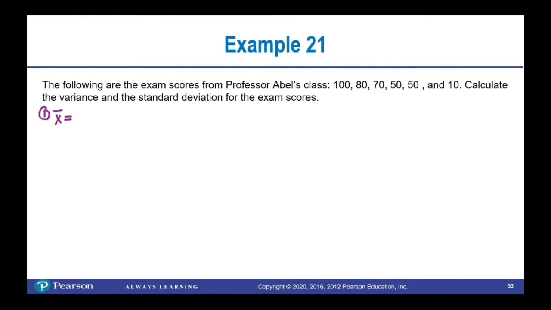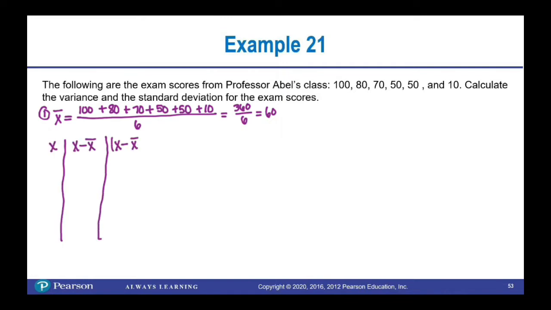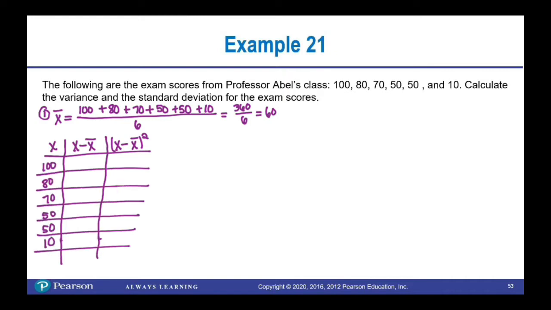First, we need to find our mean. To find our mean, we add all of our values together, and we divide by 6 because we have 6 values. The sum of our values here is 360. Divide by 6, and we get a mean of 60. I use a table to help me complete steps 2, 3, and 4. In my table, I have an x column, an x minus x bar column, and x minus x bar squared. So the x column is for my data values. I list those values in no certain order.